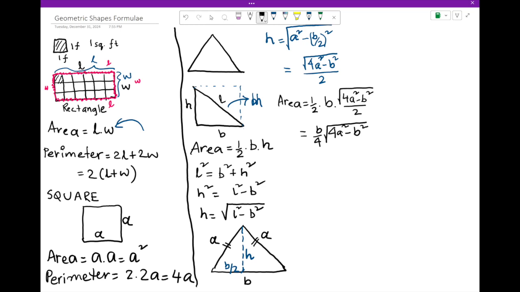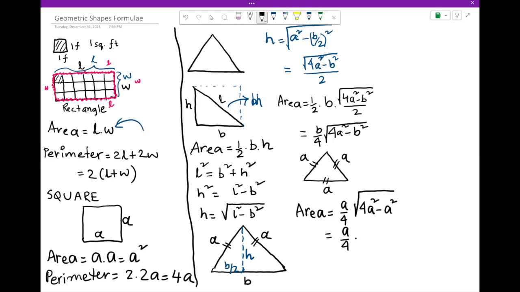What will happen if you have a triangle with all the sides equal? In that case, all the sides will become a. It's called an equilateral triangle. In that case, the area will turn into something like, you can just replace b with an a. So this will be a by 4, and this will be root of 4a square minus a square. It will become a by 4 here, and this will be 3a square. And if you take the root, it will be a root 3 and then 1a. So the area will become root 3 by 4 a square.